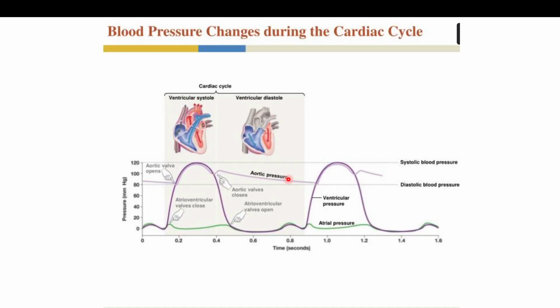And then again, if we talk about this part here, where atrioventricular valves close, the atrioventricular valves help regulate the blood flow from the auricles to the ventricles, whether it is from the right auricle to right ventricle or left auricle to left ventricle. Okay, so atrioventricular valves close, aortic valves open, right? And then when aortic valves close, then the atrioventricular valves open. And so this is the atrial pressure, this is the aortic pressure. This is how the whole pressure graph looks like in the span of seconds.